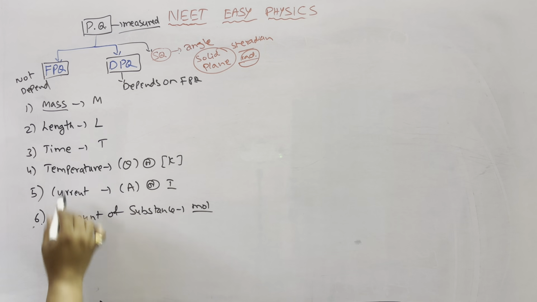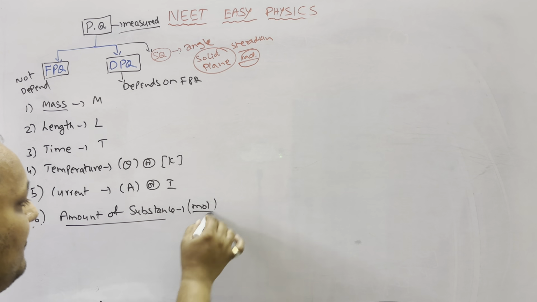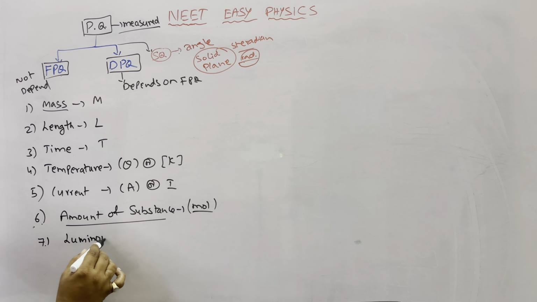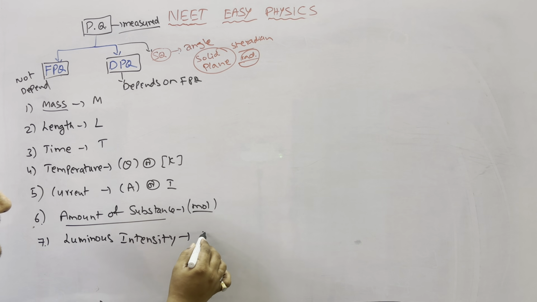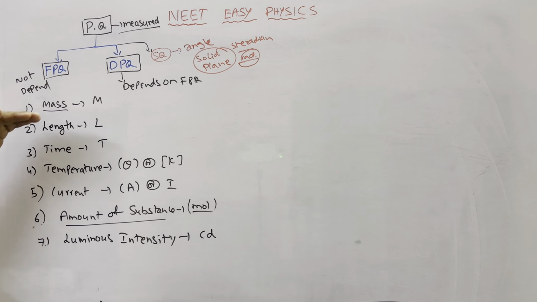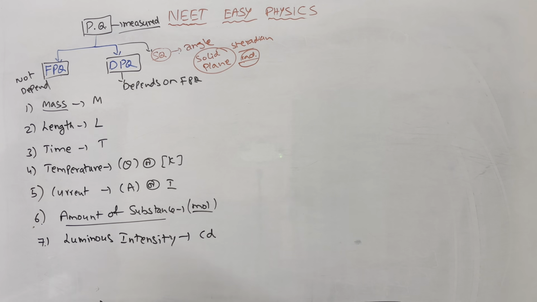Here mass and amount of substance are both the same, but mass we represent for objects which have more mass. Gas mass will be a little bit less, therefore we take amount of substance. Seventh one, luminous intensity. This we write as candela. So these seven are fundamental physical quantities. These two are supplementary quantities. Except the 7 and 2, all remaining physical quantities, whatever you have known, come under derived physical quantities.